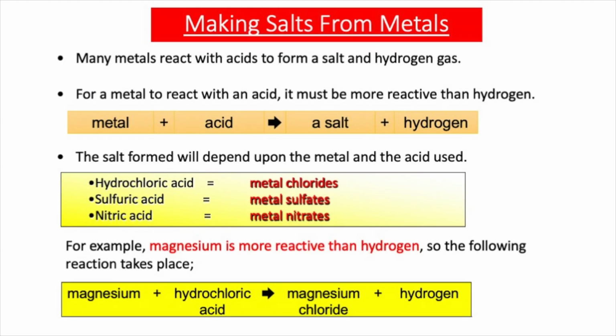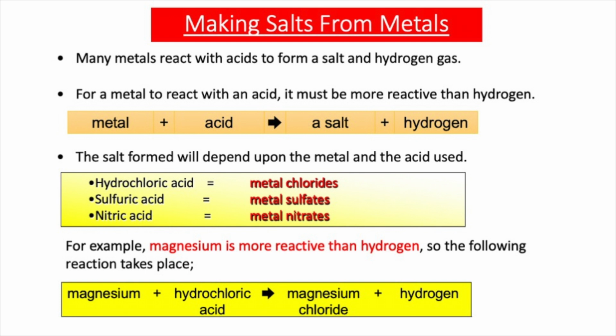Now, in our previous lessons, we've also learnt that salts can be made from the reactions of acids and metals. For a metal to react with an acid, it must be more reactive than hydrogen. When a metal reacts with an acid, it forms a salt and hydrogen, and the more reactive metal kicks out hydrogen from the acid.